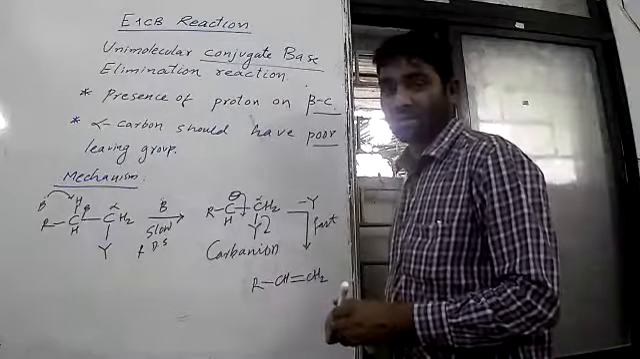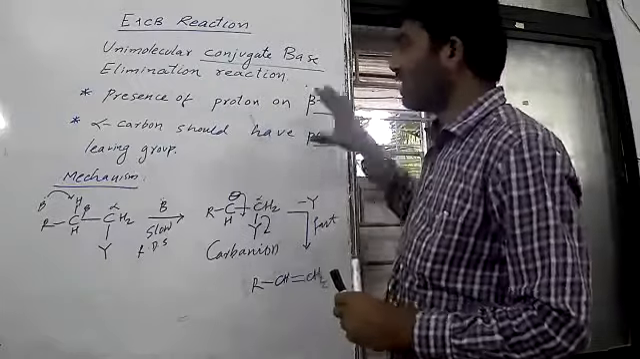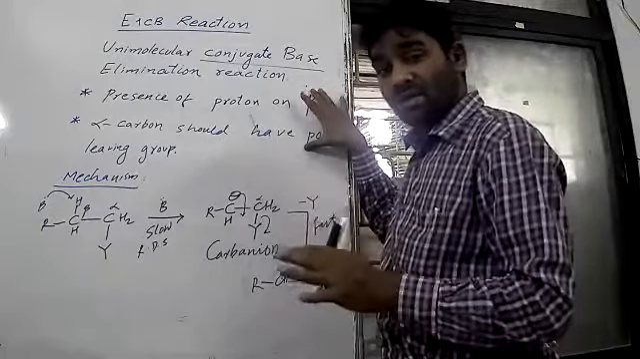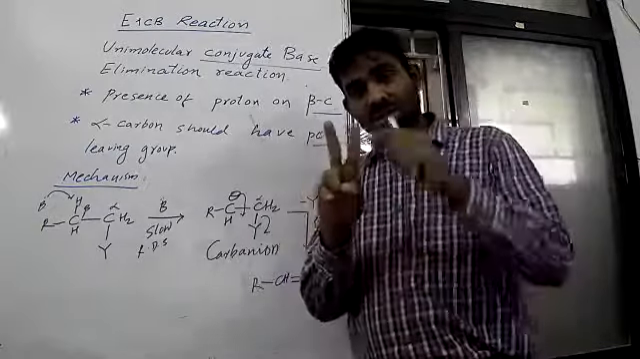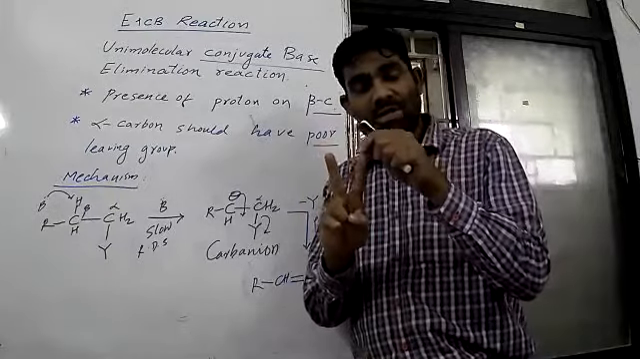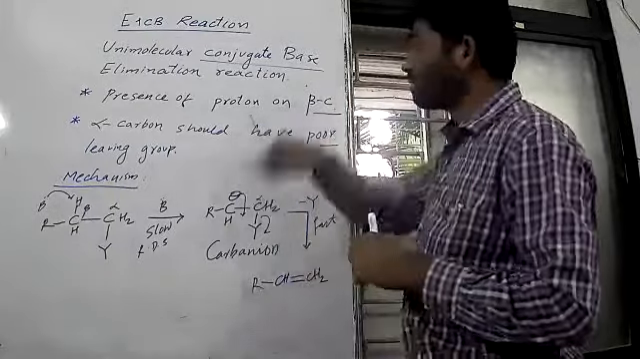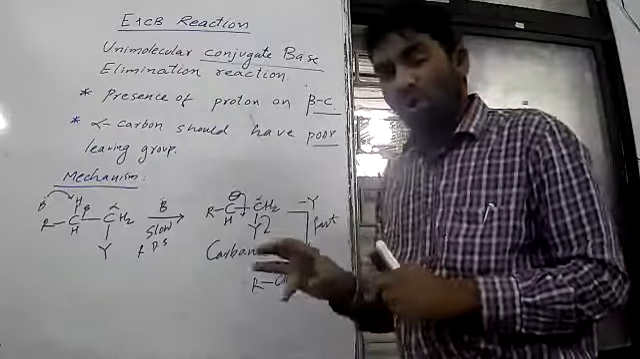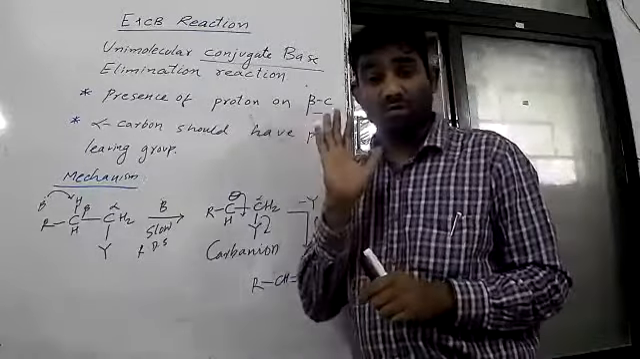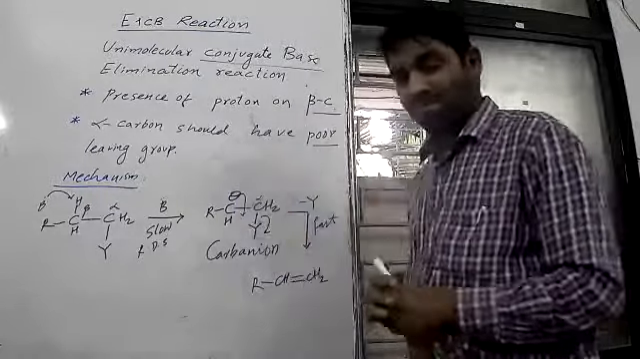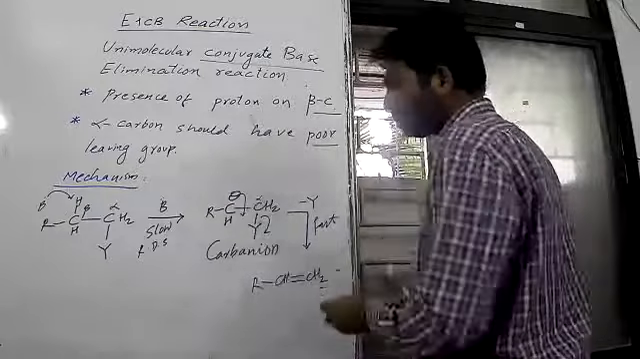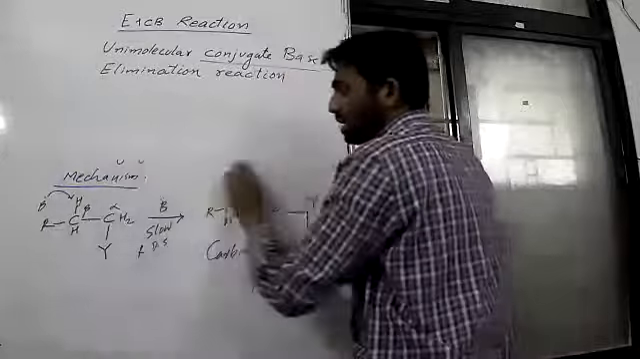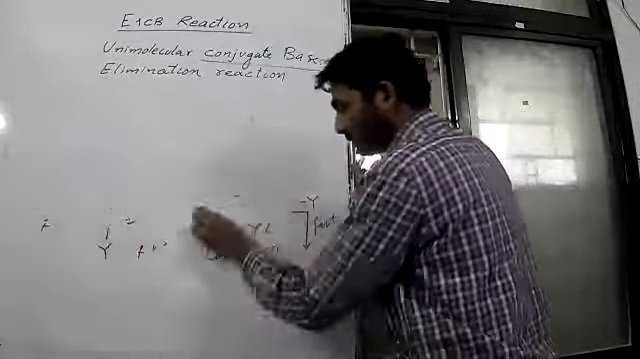So here we have learned that two conditions must be fulfilled by a substrate or reactant. What are the two conditions? There must be presence of a proton on the beta carbon. Second condition is there should be presence of a poor leaving group, not a strong leaving group, not a good leaving group. Okay. So now we'll go for a specific example. One more example we'll discuss for simple understanding.